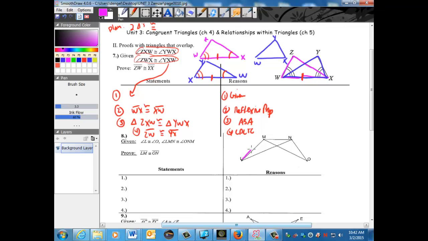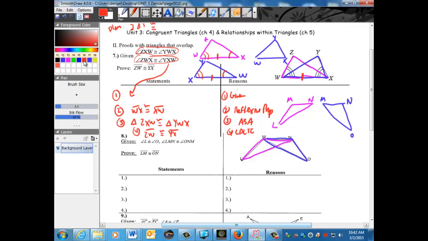Okay, next shape. Well, again, let's highlight these triangles and separate them. And so we can draw this triangle here. There's L, there's M, and there's N. And then let's redraw the other triangle. And M. And there's O.